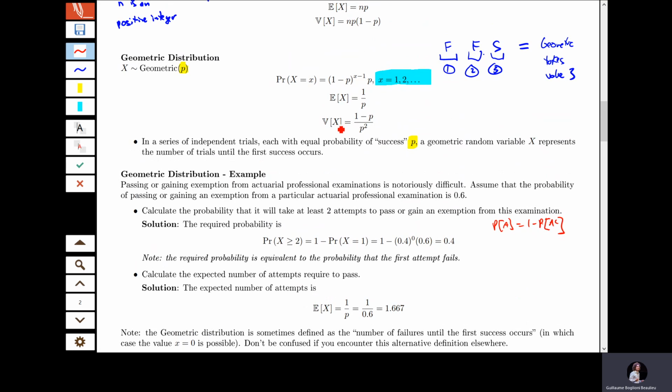Maybe I should have mentioned this expression. The expectation of x is 1 over p, and the variance of x is this thing, 1 minus p divided by p squared.